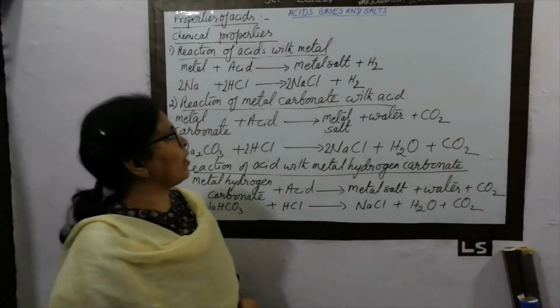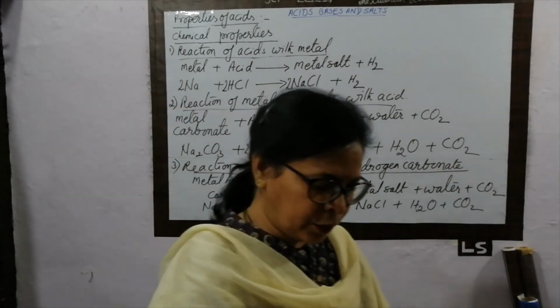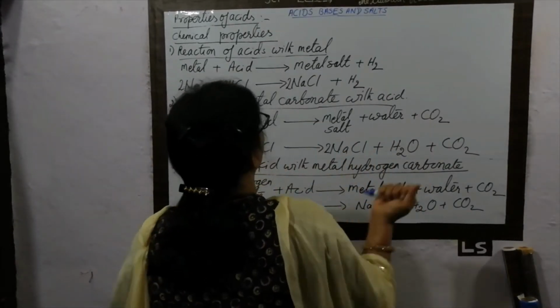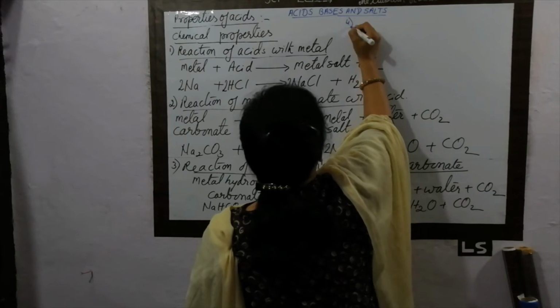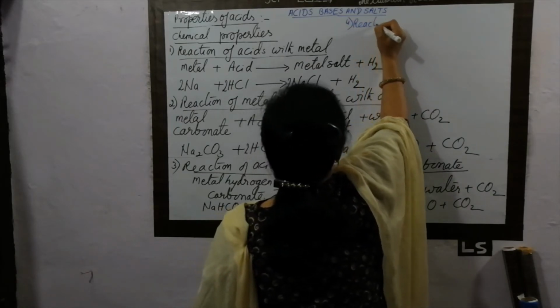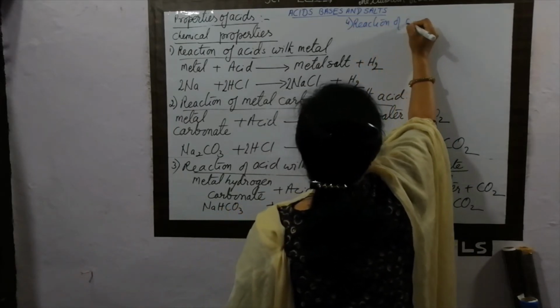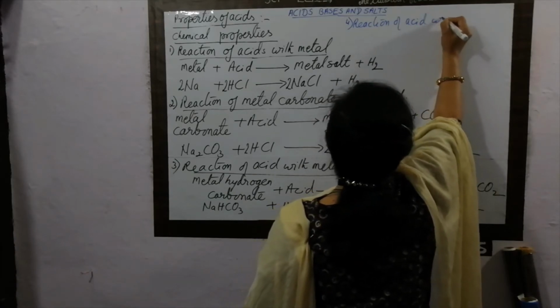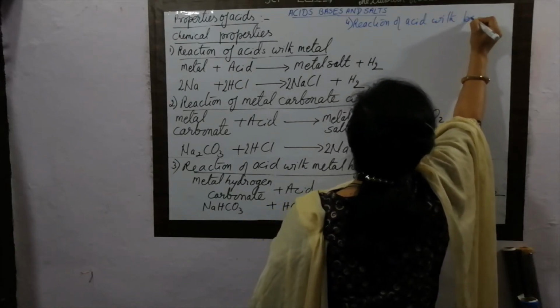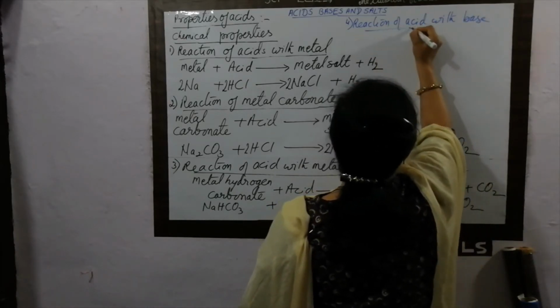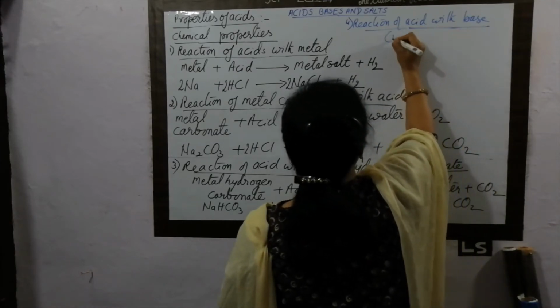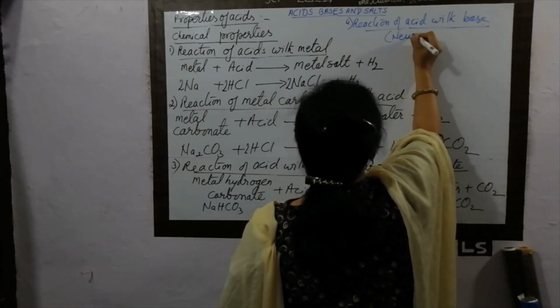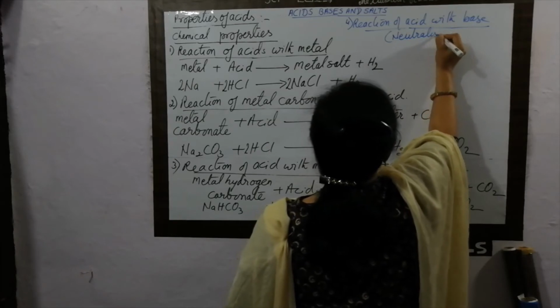One more equation we have to study. I must write it here only. That is equation number 4, the reaction of an acid with a base. You must remember, you know very well about this reaction. In your first chapter, you learned about this reaction. It is called a neutralization reaction.